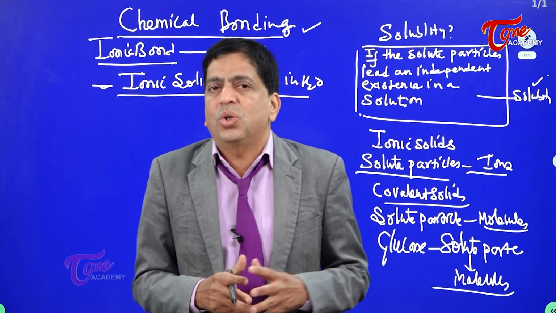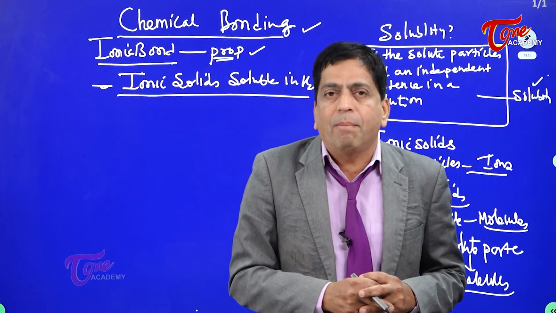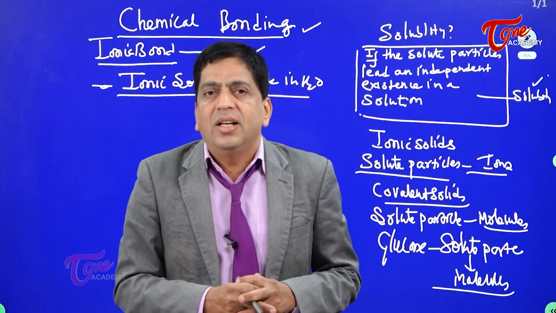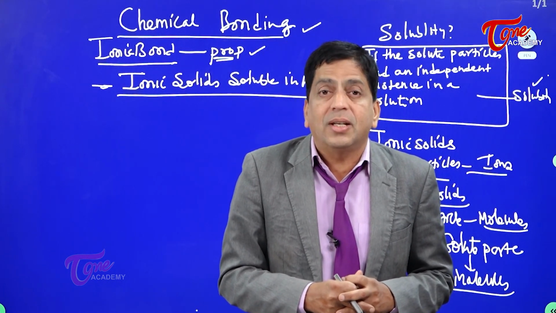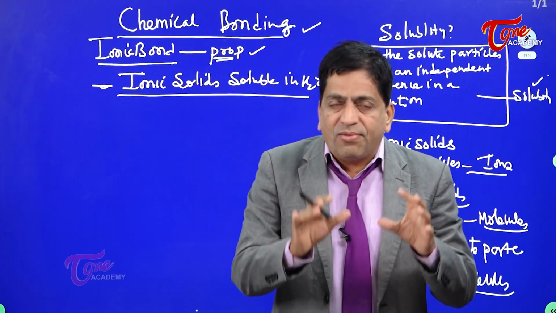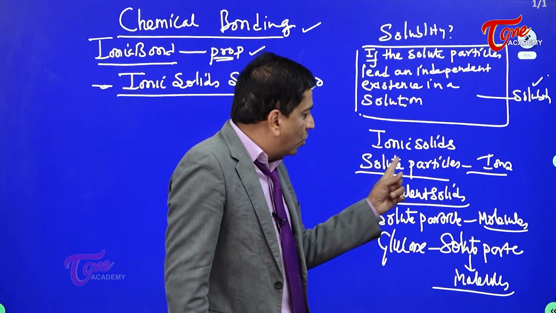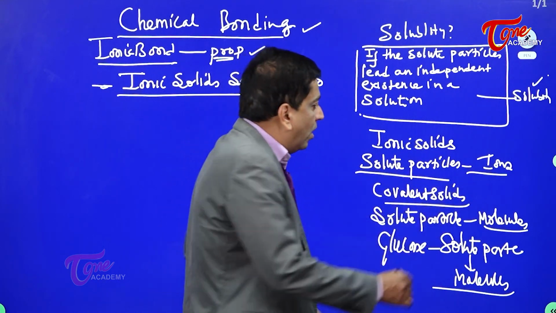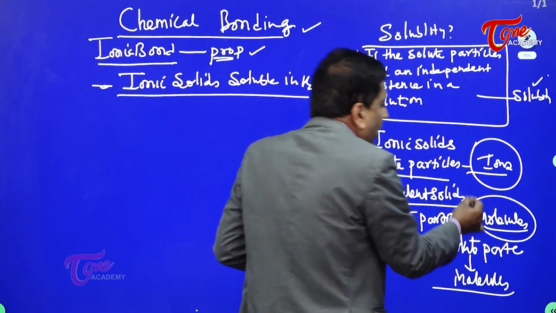Whereas in ionic solids, the ionic solids are made up of ions. For example, if you take NaCl, you don't have NaCl molecules in the solution. Ionic solids are basically made up of ions. So look into the difference I'm telling. That's what I'm writing: in ionic solids, the solute particles are ions, and in covalent solids, the solute particles are molecules.